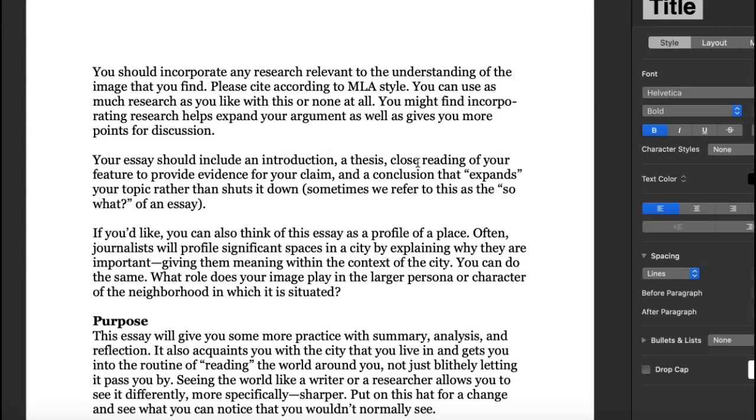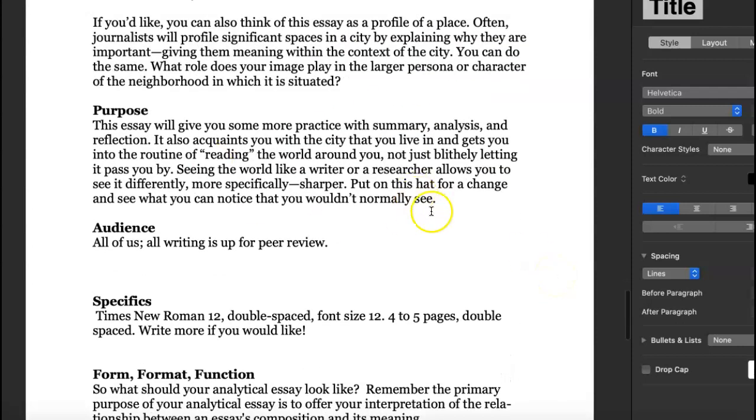You can also put yourself in the perspective of writing an essay as a profile of a place. Because definitely sometimes journalists will profile significant spaces in cities by showing us why they're important. You can do the same thing. If you're picking a mural or a piece of street art, maybe ask what roles your image or images play in the larger persona or character of the neighborhood in which they're situated. This gives you a great chance to practice with summary, analysis, reflection.